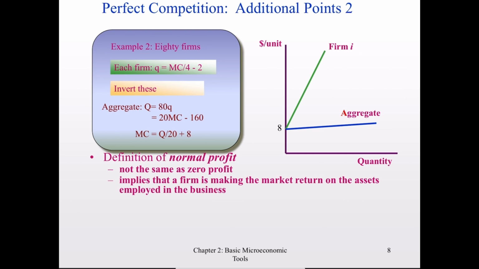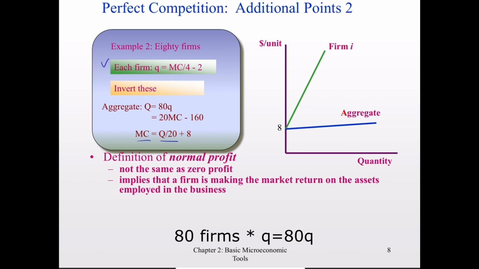Here is another example with 80 identical firms. Each firm has the same marginal cost equation. When we aggregate this, we get the industry supply curve, which is marginal cost equal to Q over 20 plus 8. The graphs illustrate how the individual firm supply curves lead to the aggregate industry supply curve. The aggregate supply curve is placed under each firm's graph.